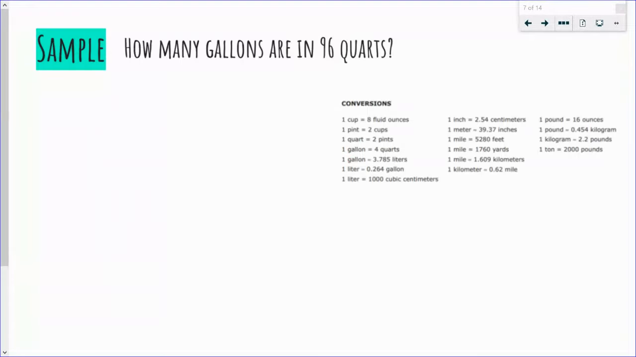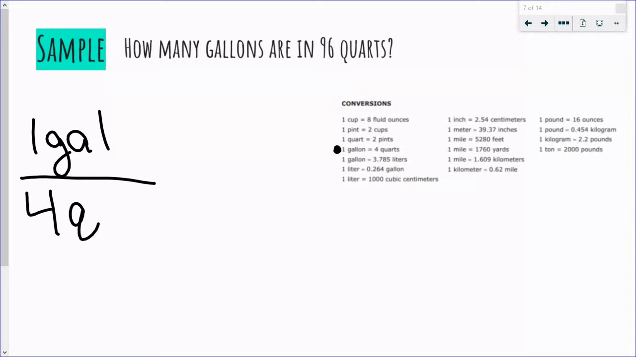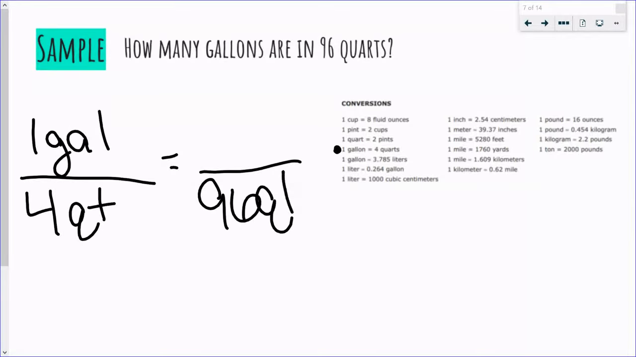All right, last sample. How many gallons are in 96 quarts? We already have here that 1 gallon is equal to 4 quarts. QT is the abbreviation for quarts, and GAL or gal is the abbreviation for gallon. Now we want to go from 4 quarts to 96 quarts.